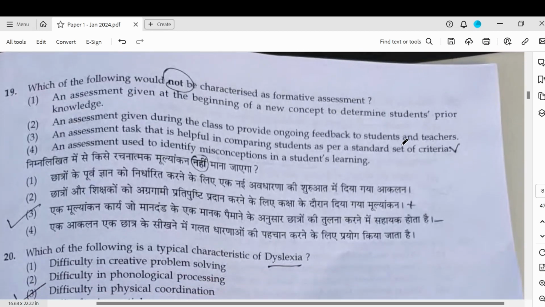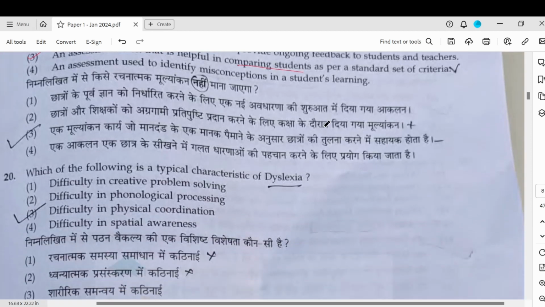19. Which of the following would not be characterized as formative assessment? Given at the beginning of a new concept, or during the class, yes, that is part of assessment. That is helpful in comparing students. We never want to compare students. So option 3 will not be characterized as formative assessment.